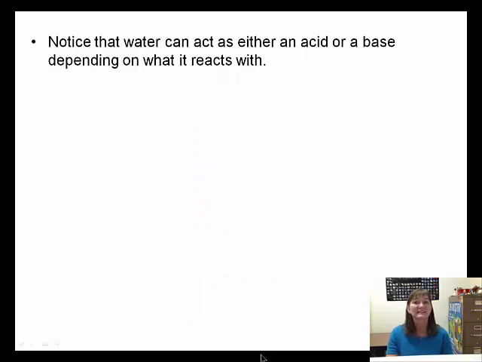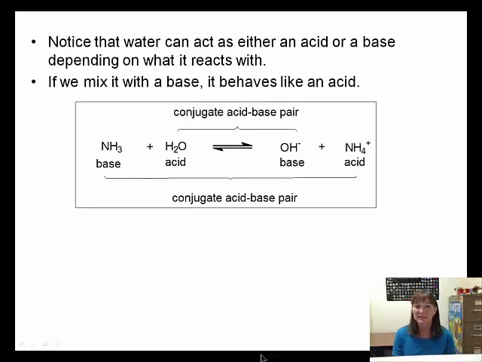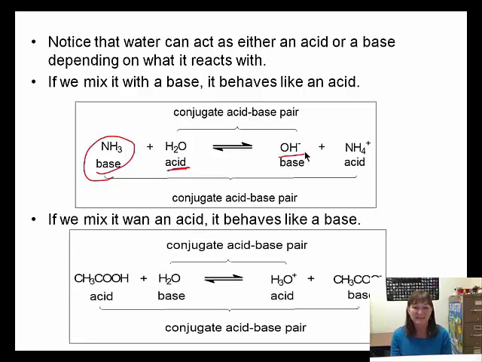Notice that water can act as either an acid or a base depending upon what it's reacting with. In this example, what is water reacting with? Well, I've added a base to the water. If I add a base to the water, it's going to act as an acid. The base will accept the hydrogen ion from the water, and the water will then turn into hydroxide. If I mix an acid in water, so here's my acid, this time the water is going to act as a base. The acid's going to donate a hydrogen, that base is going to accept it and turn into hydronium. So water can either be an acid or a base depending upon what you're reacting it with.